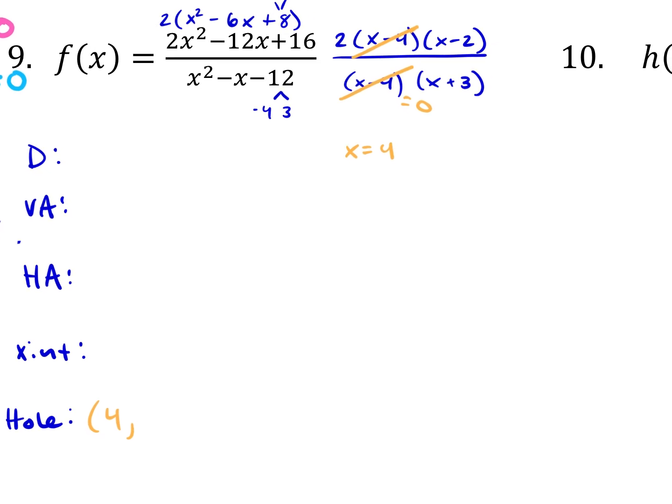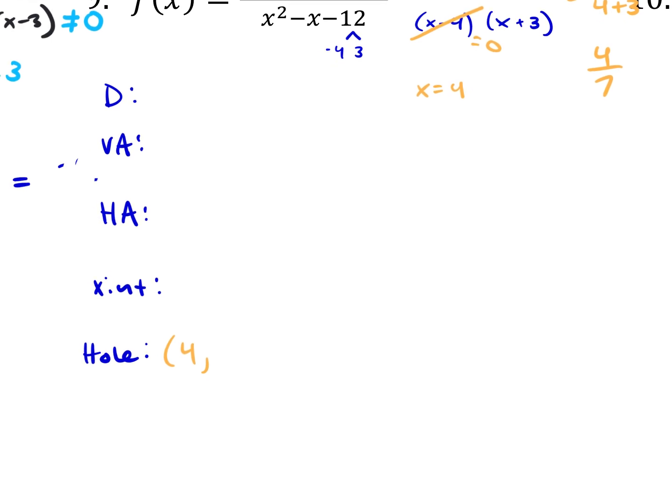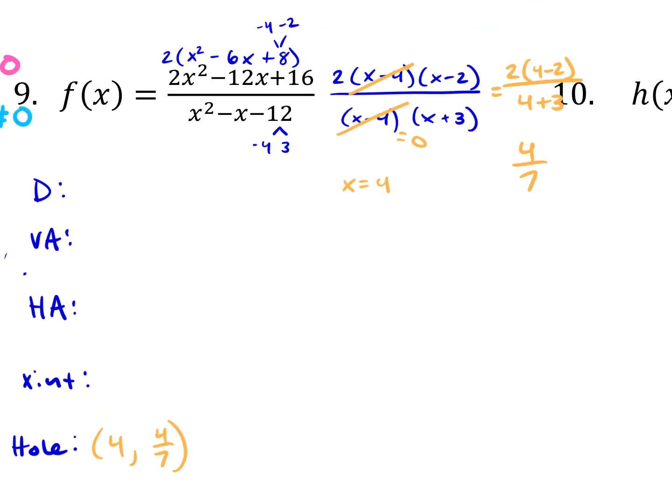Plug it in. So I'm going to plug it into the simplified version. So on top, I have 2 times 4 minus 2 over 4 plus 3. So we get 4 over 7. So the y in our hole would be 4 over 7. So you plug it into the simplified version. I'll rewrite the simplified version down here. We got 2 times x minus 2 over x plus 3.